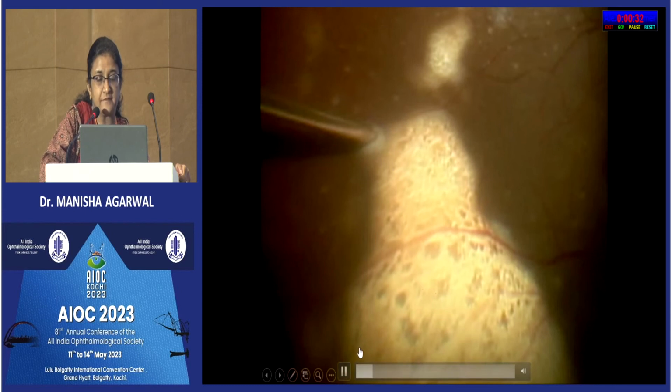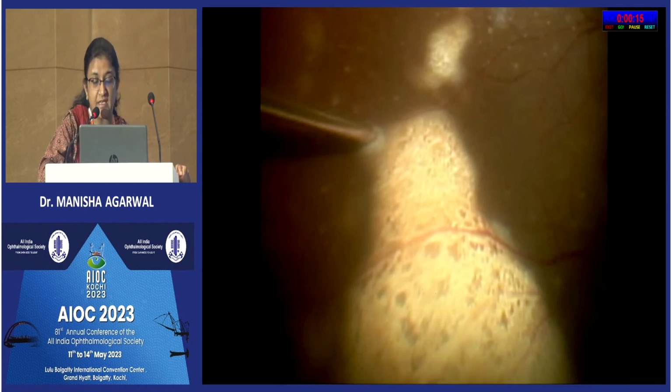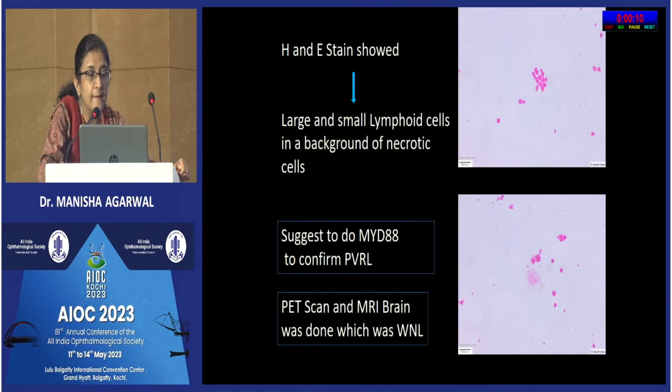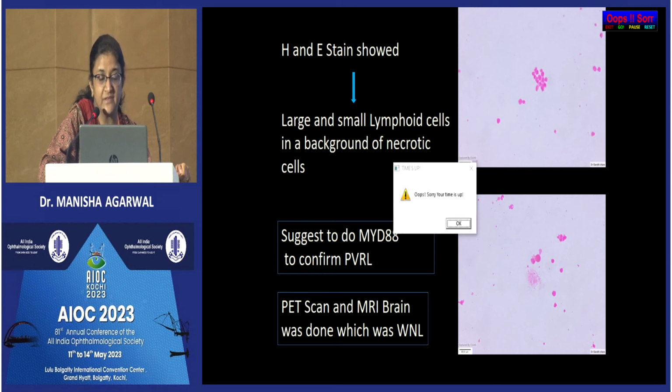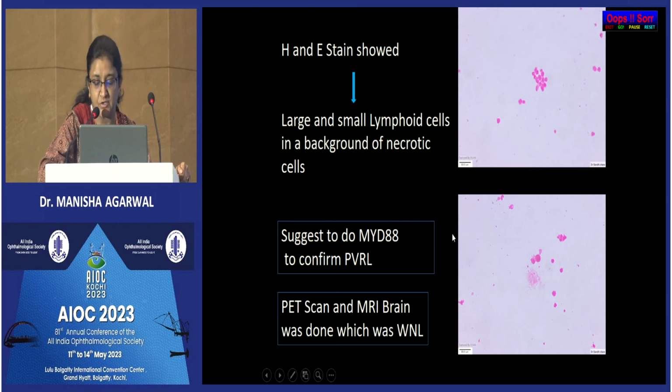So here I've gone ahead, I've made a small opening at the edge of this particular lesion. And finally, this exudative material was taken out from the subretinal space. I think the video is not working, and it was subjected again to the cytology and to the other investigations. Now, on H&E stain, it showed large and small lymphoid cells in a background of necrotic cells. The patient was suggested to undergo a mid-88 to confirm a PVRL. A PET scan and MRI brain was done, which was again normal for this particular patient.